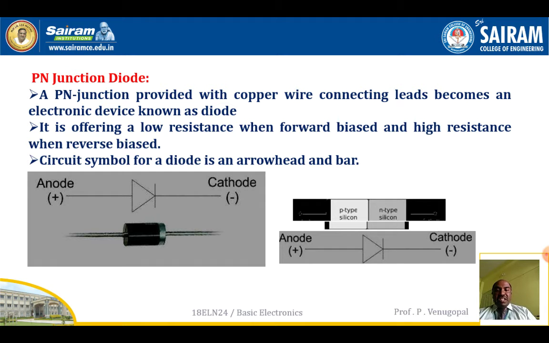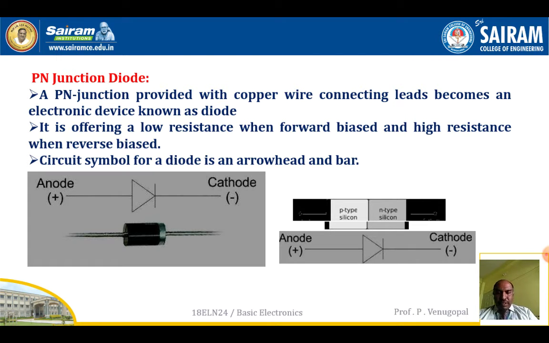So what does it consist of? The PN junction diode provided with copper wire connecting the leads becomes an electronic device known as the diode. It has two electrodes. One is the cathode and another is the anode. Cathode is always the negatively charged electrode and anode is always the positively charged electrode.